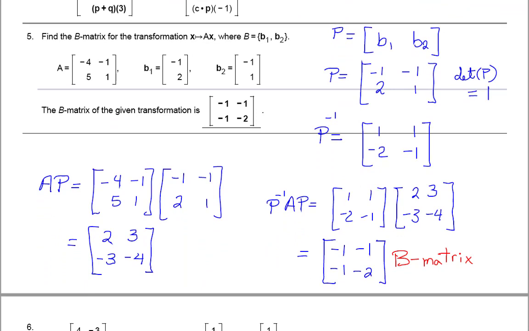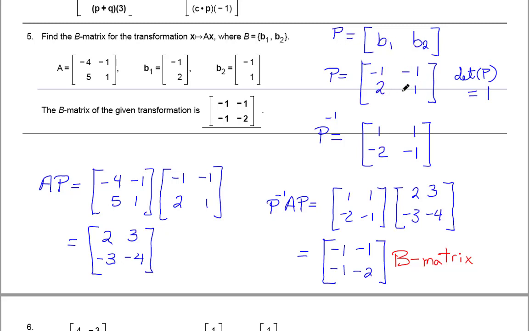All right. They want us to find the B matrix for the transformation x goes to A times x, where the basis is B1 and B2. So we do this by an example that was shown in the textbook. We form P. The matrix P is just B1 and B2.